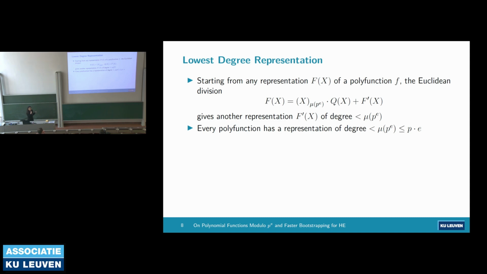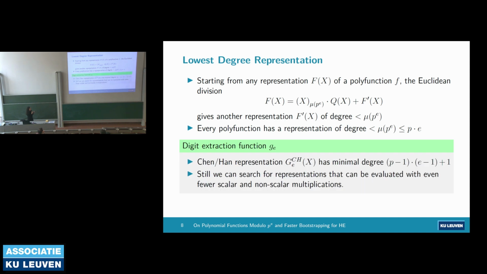Then, back to our specific case of the digit extraction function. We show that the Chen-Han representation already has the minimal degree, (p minus 1)(e minus 1) plus 1. But still, we can find representations that are more HE friendly, in the sense that they can be evaluated with fewer scalar and non-scalar multiplications.